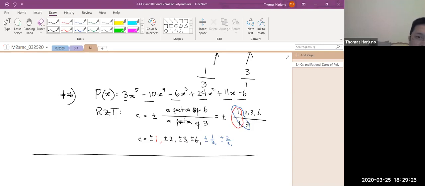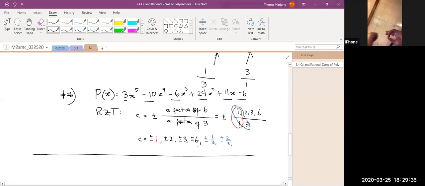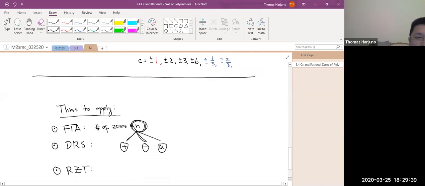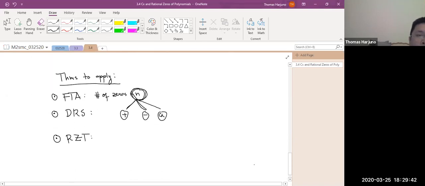Does it make sense? Yeah. It doesn't tell us the answer, but it tells us what cannot be the answer. Does it make sense? Okay. Now, in fact, of all these theorems here, in my opinion, the rational zero theorem is the most important one.